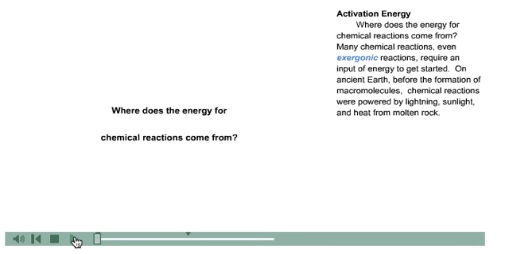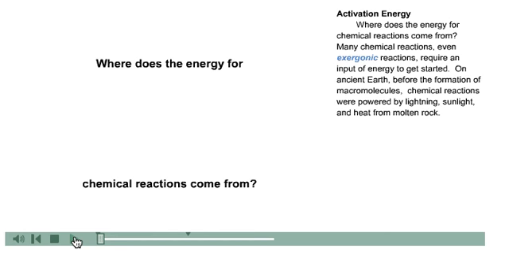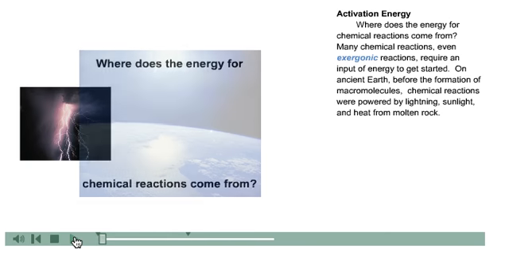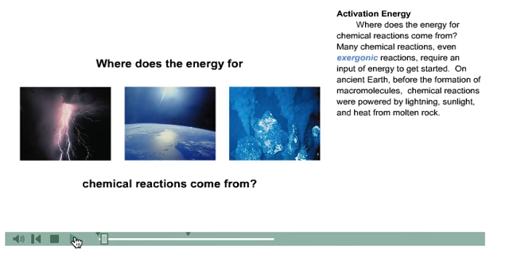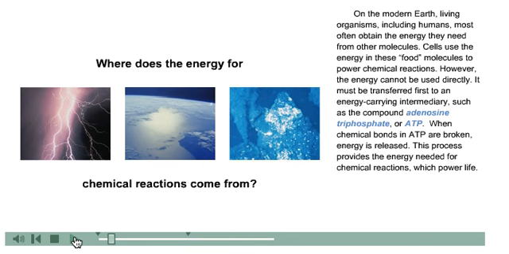Where does the energy for chemical reactions come from? Many chemical reactions, even exergonic reactions, require an input of energy to get started. On ancient Earth, before the formation of macromolecules, chemical reactions were powered by lightning, sunlight, and heat from molten rock. On the modern Earth, living organisms, including humans, most often obtain the energy they need from other molecules. Cells use the energy in these food molecules to power chemical reactions.